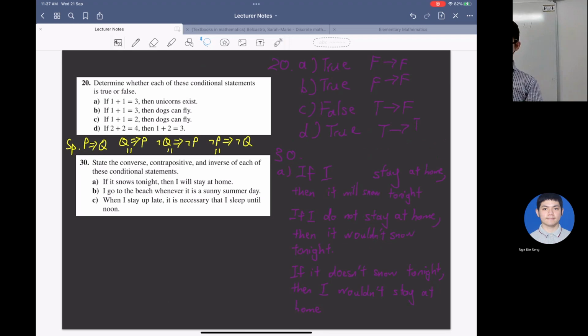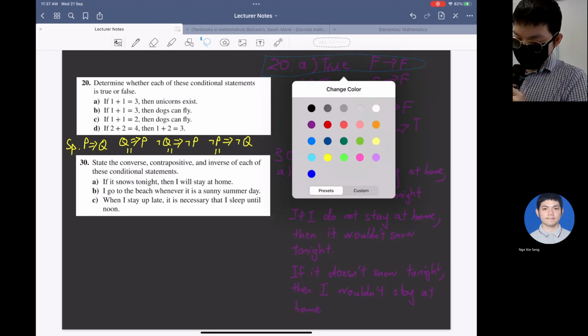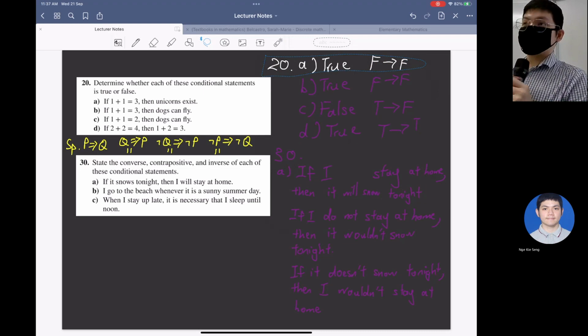Okay, next. This row. Determine whether each of these conditional statements is true or false. So if 1 plus 1 equals 3, then unicorns exist. True or false? True. Why? Okay, true because false implies false. Because 1 plus 1 is not equal to 3, and unicorns don't exist.